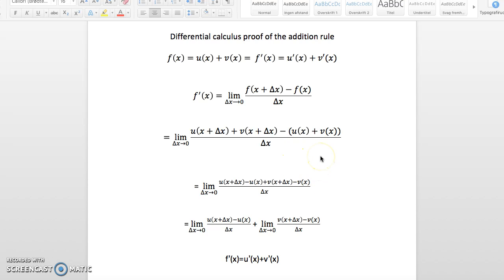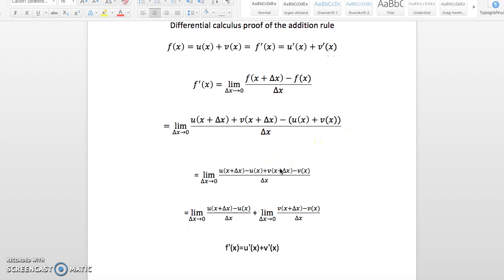And I can now change the sign within the parentheses to remove it. So it actually becomes the limit of delta x approaching 0, u of x plus delta x plus v of x plus delta x minus u of x minus v of x, the whole thing again over delta x. And after I've done this, I can now rearrange. So I have this down here, which is f prime of x is equal to the limit of delta x of u of x plus delta x minus u of x plus v of x plus delta x minus v of x, and again over delta x.